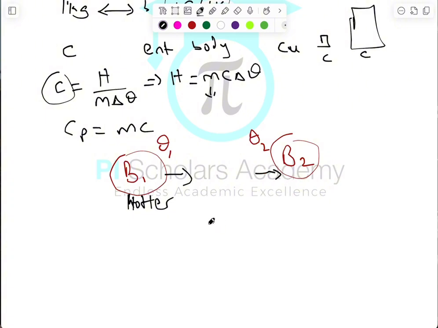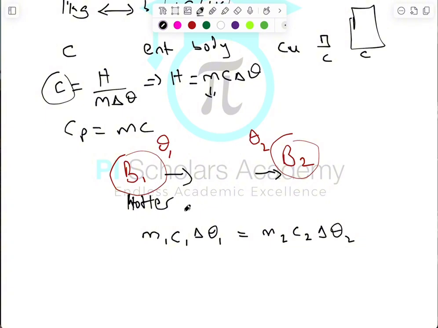By the way, it doesn't mean that the quantity of heat of this is way more than the quantity of heat of this. The only difference here is that this one has a higher temperature than this other one. That's the major difference between the two of them. So what you do is that you say m1 c1 times change in theta will be equal to m2 c2 times change in theta.